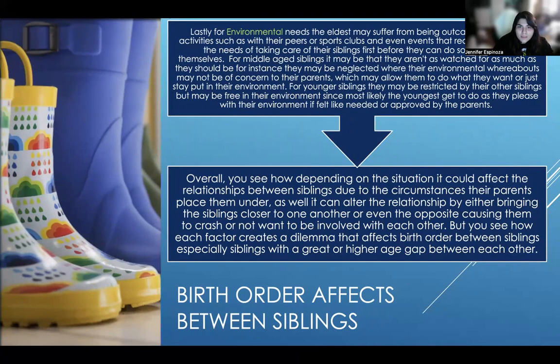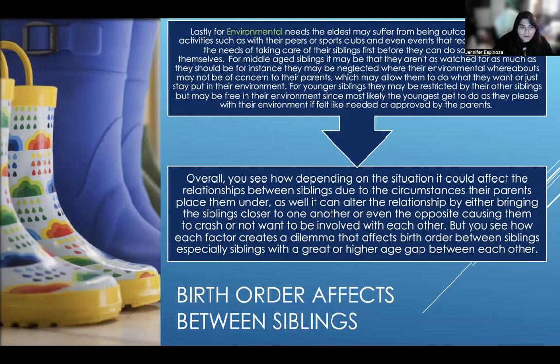For middle-aged siblings, it may be that they aren't watched as much as they should be. For instance, they may be neglected where their environmental whereabouts may not be of concern to their parents, which may allow them to do what they want or just stay put in their environment. For younger siblings, they may be restricted by their other siblings, but may be free in their environment since most likely the youngest get to do as they please if felt needed or approved by their parents.